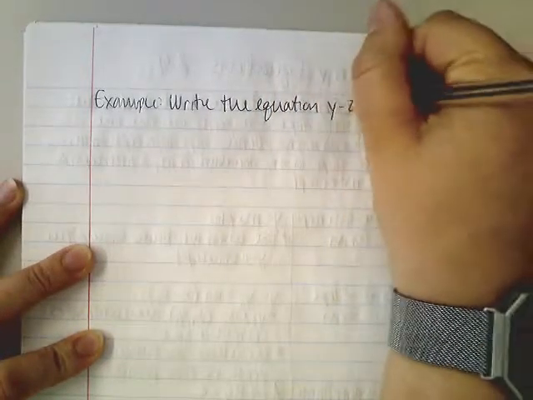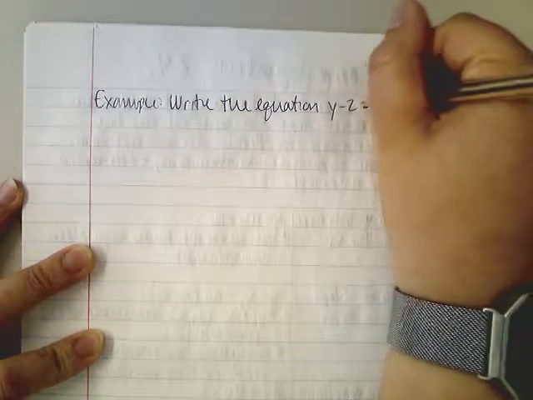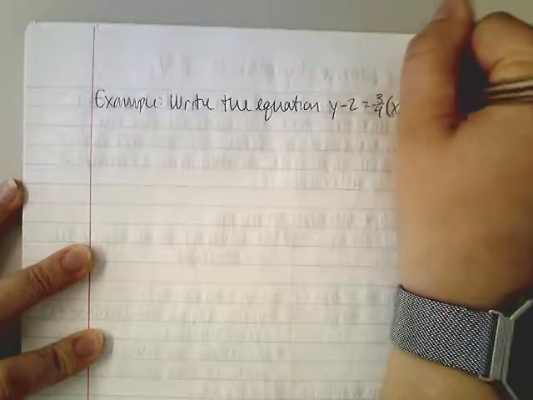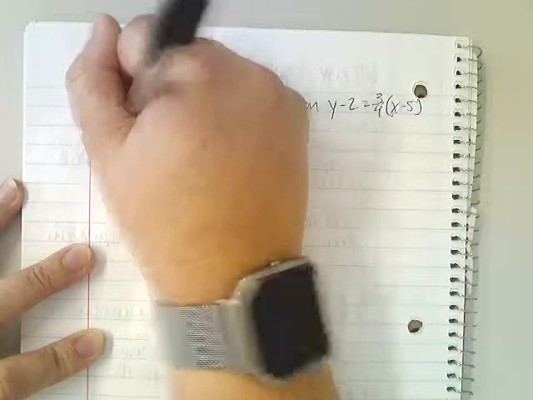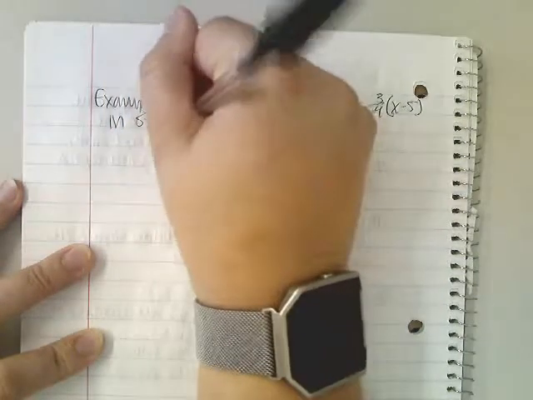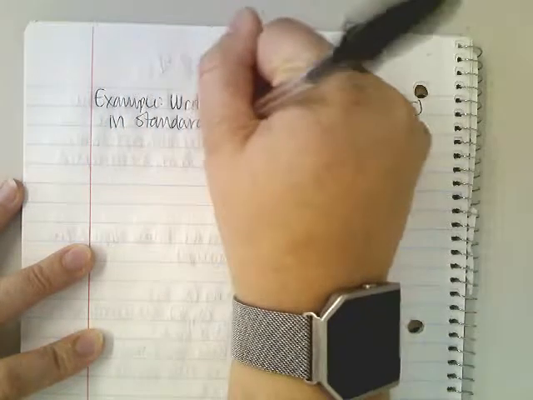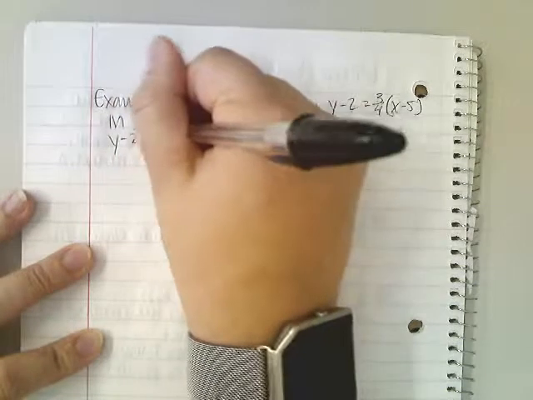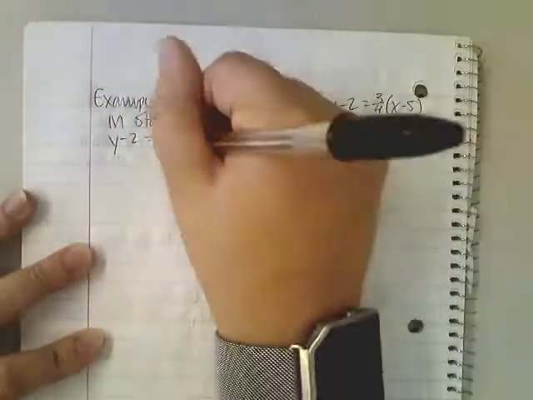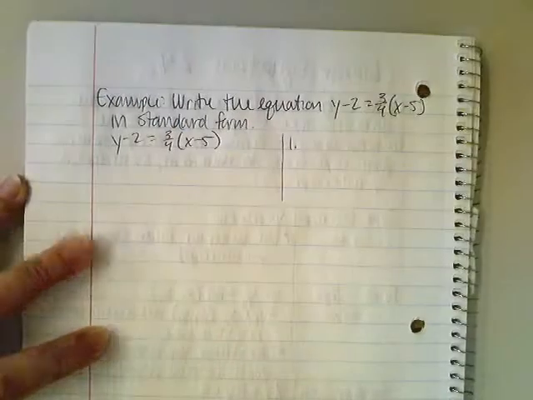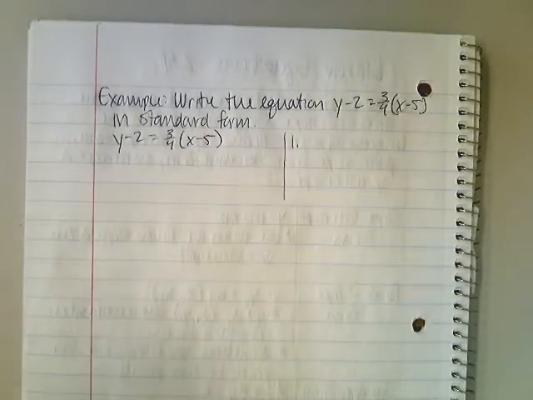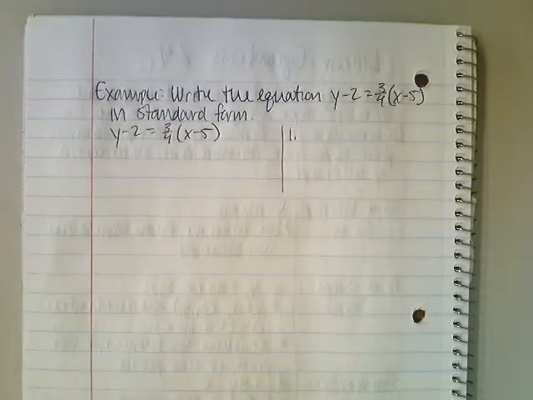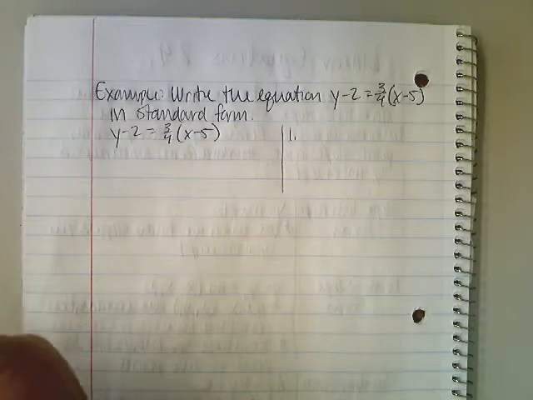So we're going to start with this equation, y minus 2 equals 3 over 4 times x minus 5, and I want us to write it in standard form. So the first thing we're going to do, step 1, we have our equation written here. There's a couple things you can do, but I'm going to teach you to do this step first because I think it'll make a lot of your lives easier and avoid a lot of errors.